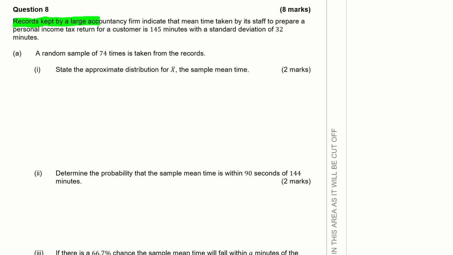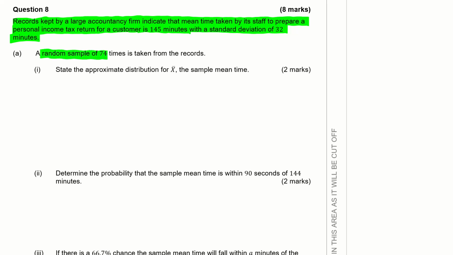Records kept by a large accountancy firm indicate that the mean time taken by its staff to prepare a personal income tax return for a customer is 145 minutes with a standard deviation of 32 minutes. A random sample of 74 times is taken from the records. State the approximate distribution for x bar, the sample mean time.